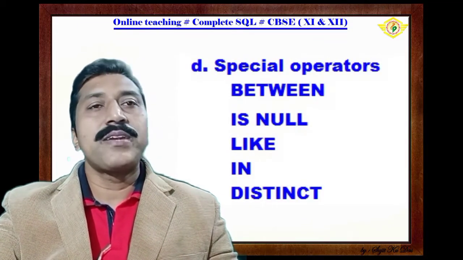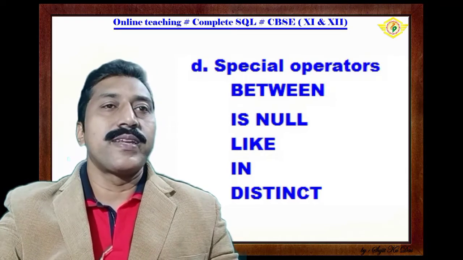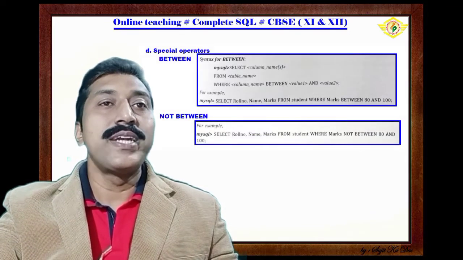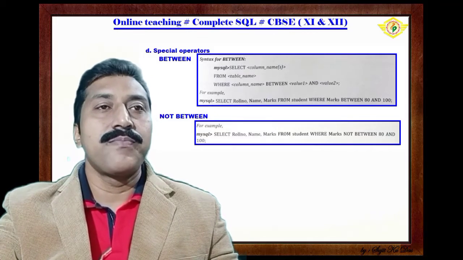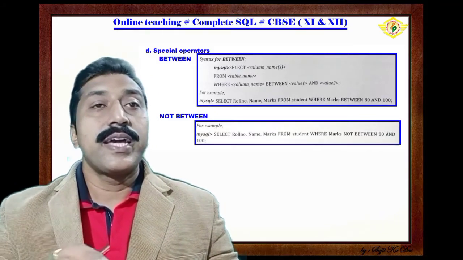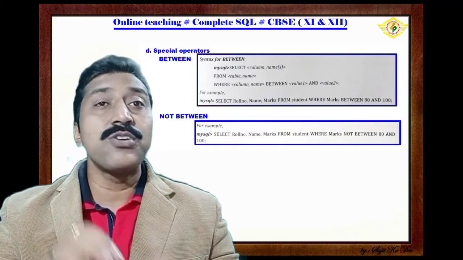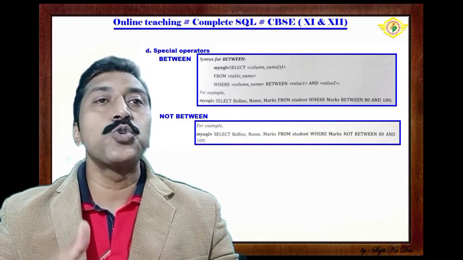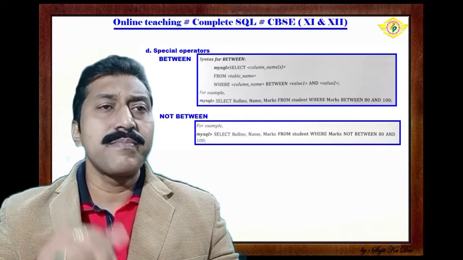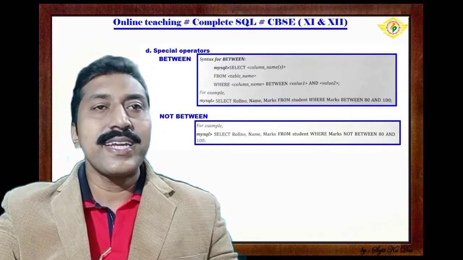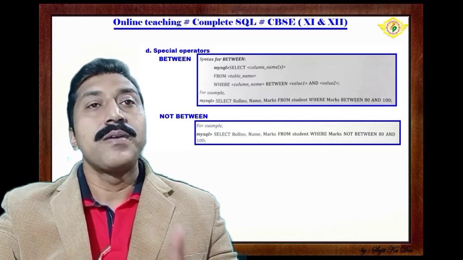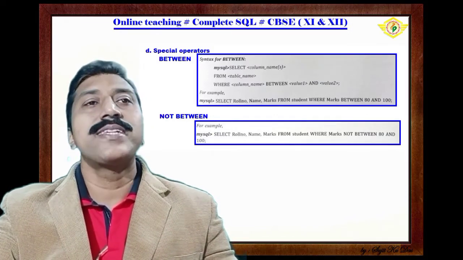In special operators, first we'll discuss BETWEEN, a condition based on a range. Okay, conditional based, that is BETWEEN AND. The syntax defines a range of values that a column's value must fall in for the condition to become true. Syntax: select column name from table name where column name between this value and this value.